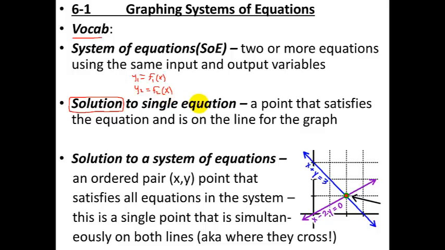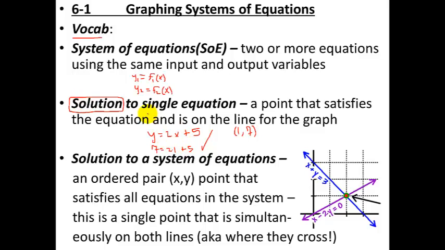The solution to a single equation, if you just had one, what would the solution be? Well, for any single equation, like y equals 2x plus 5, for example, any point on this line counts as a solution to this equation, because if you plug it in, it's true. So for example, the point (1, 7): if I put in a 1 for x, 2 times 1 is 2, plus 5 is 7. So 7 equals 2 times 1 plus 5. That is true. Therefore, this point is a solution to this equation.